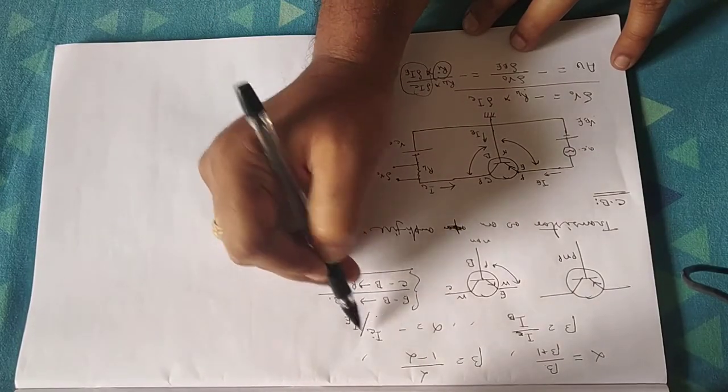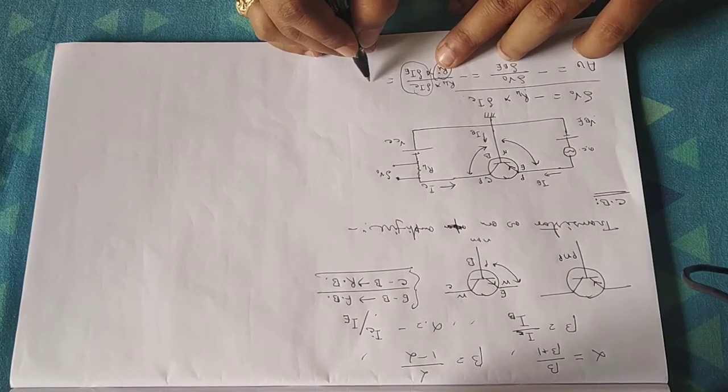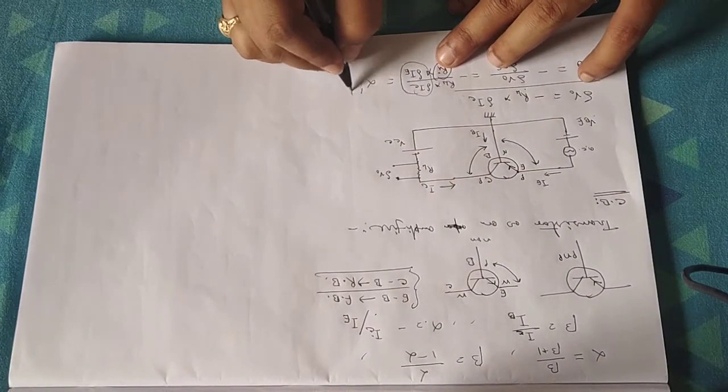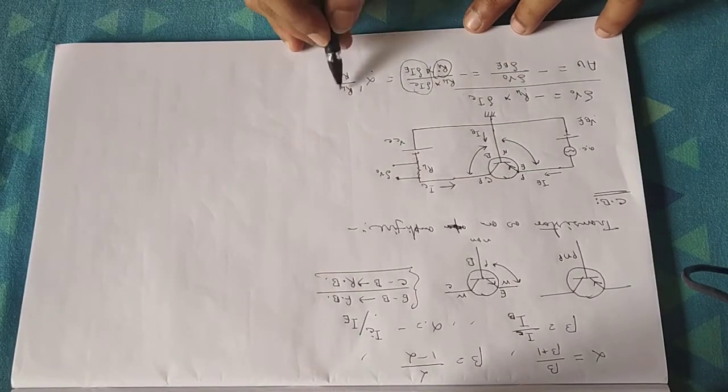Look here, IC by IE equals alpha. So this is the small signal current gain. You can write it as alpha prime into RL by RI. That is, alpha prime into RL by RI.